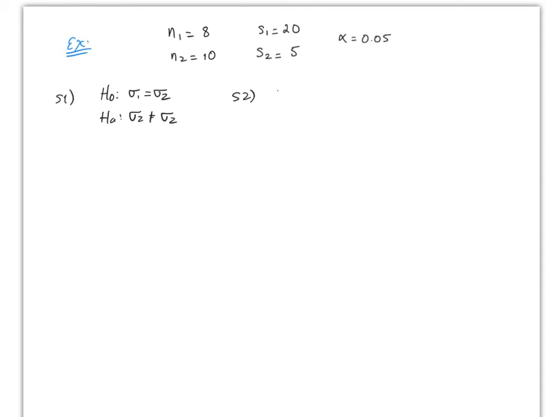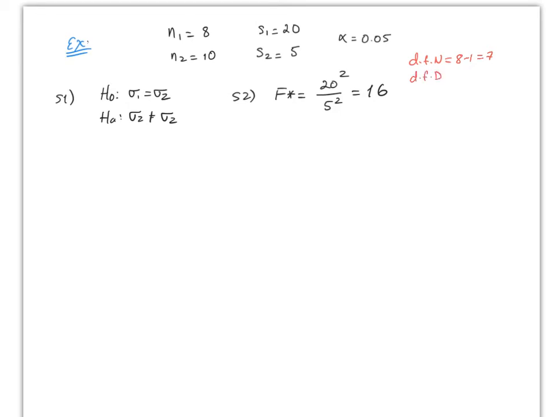Now in step two, we find the test statistic, which in this case, the biggest S is S1. So therefore, this will be 20 squared over 5 squared, which you should check is equal to 16. Now, since the biggest S was 20, the degrees of freedom for the numerator is going to be N1 minus 1, which in this case will be 8 minus 1, or 7.